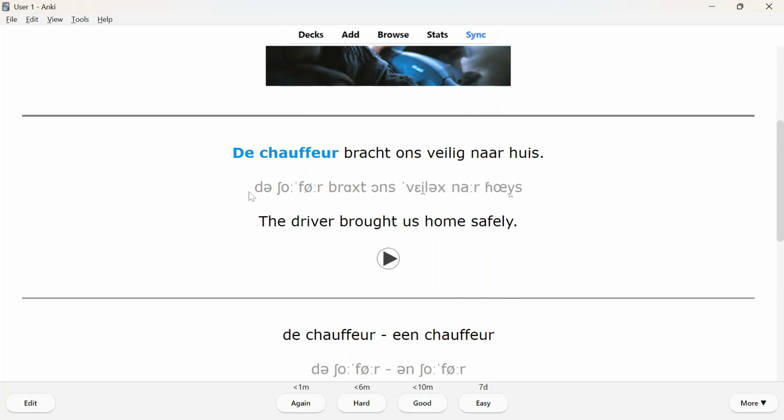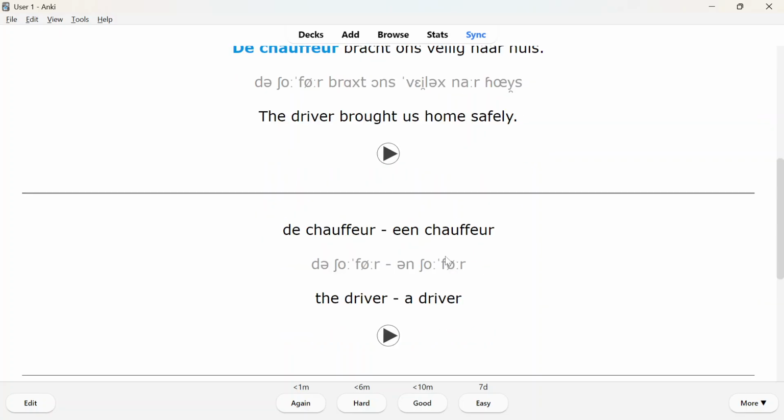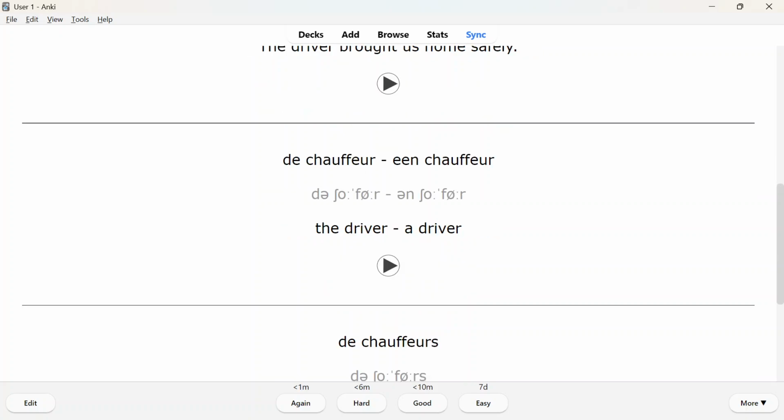Underneath the sentence, we have an IPA notation. This is here so if you need a bit of help with the pronunciation, this can help you a lot. Of course, some people like to rely on audio, but for those that want IPA, this will help you a lot. Underneath that, we have the English translation of the Dutch sentence. And finally, we have the audio. De chauffeur bracht ons veilig naar huis.